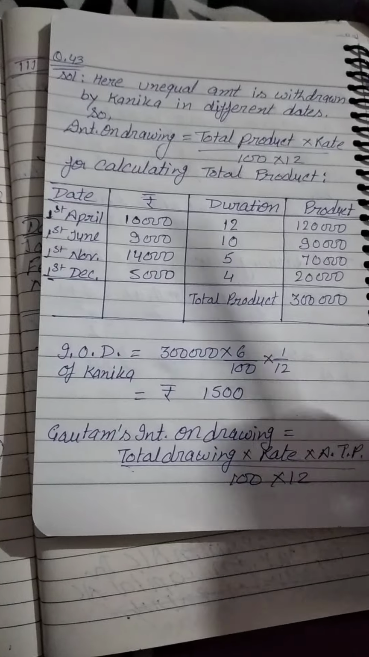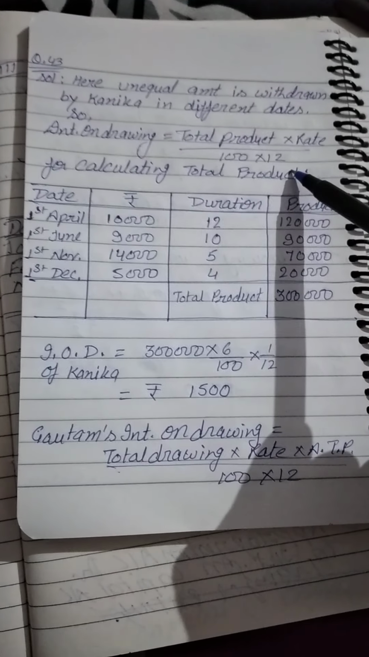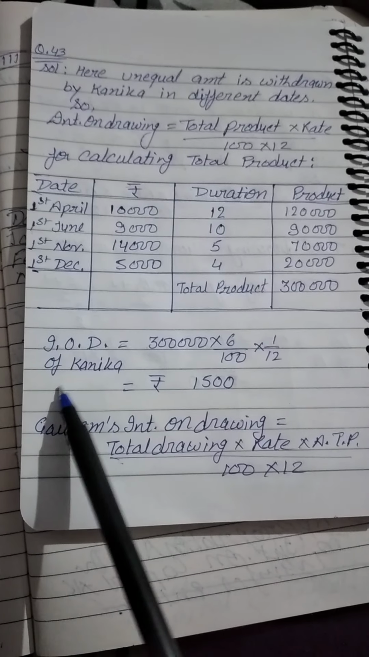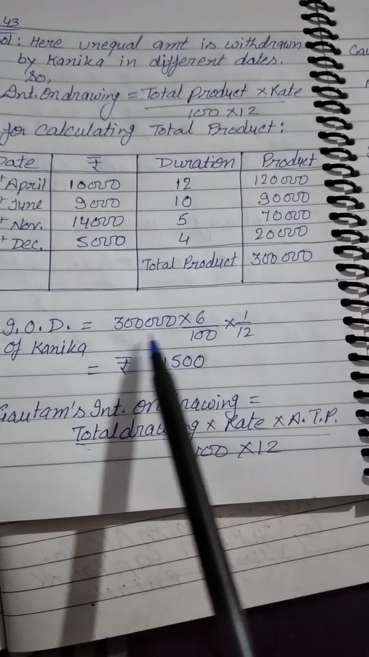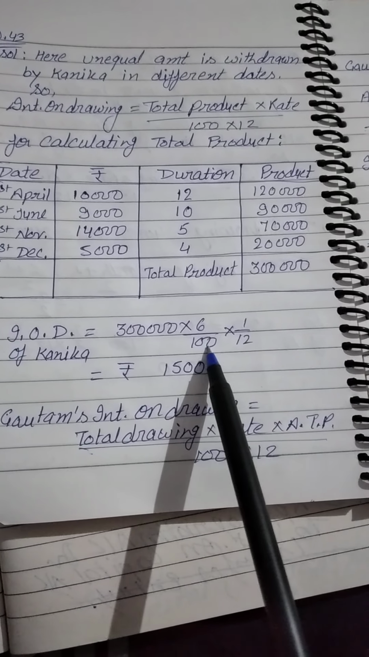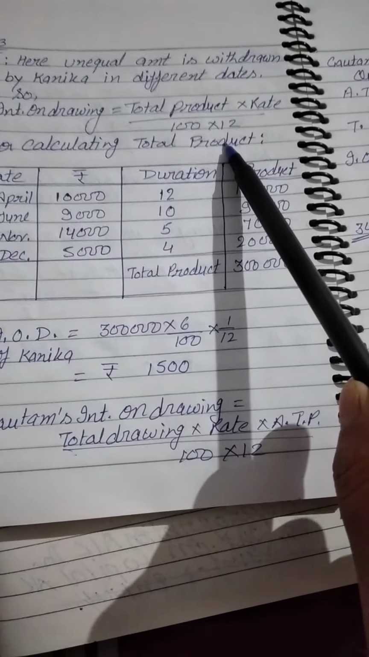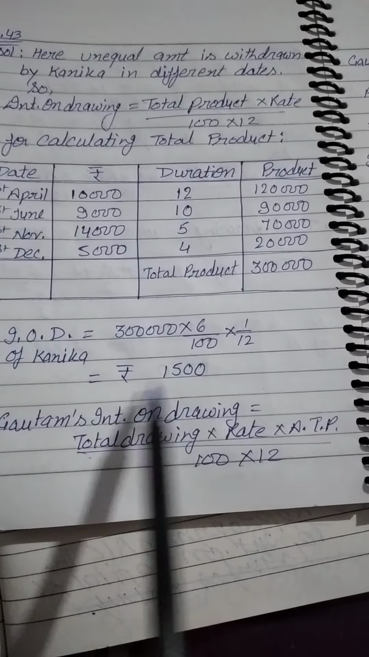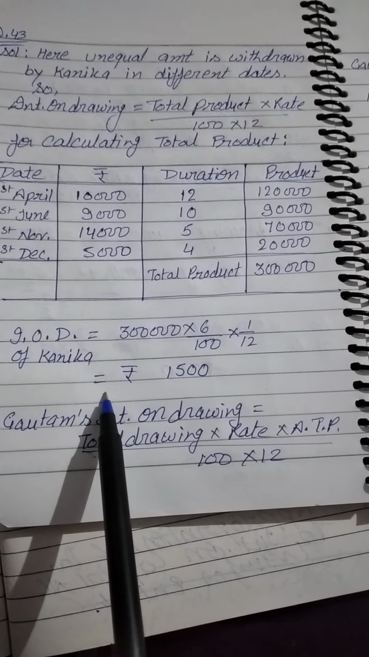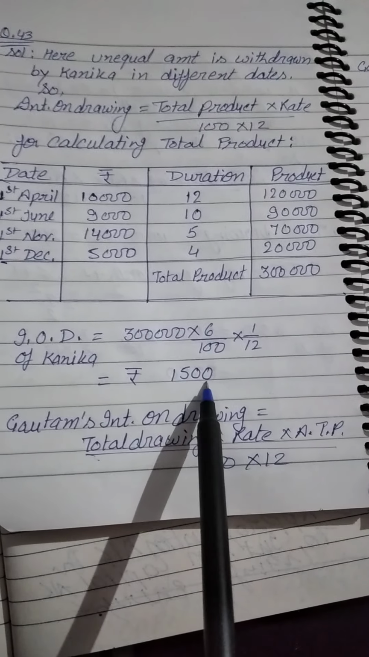Now the formula is interest on drawing is equal to total product into rate upon 100 into 12. The interest on drawing of Kanika: total product is rupees 3 lakh, the interest rate is 6%, and according to the formula there is 1 upon 12. So the amount of Kanika's interest on drawing is equal to rupees 1500.